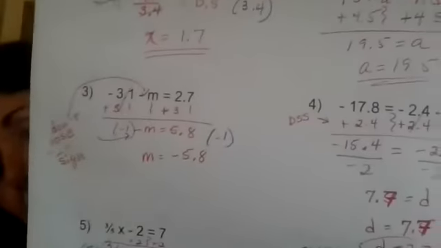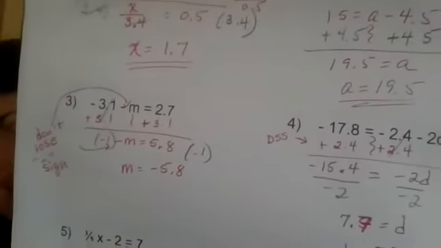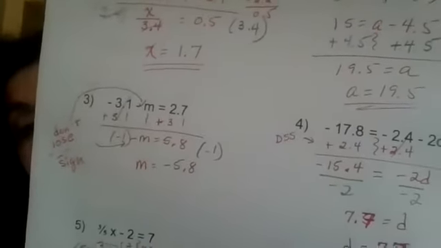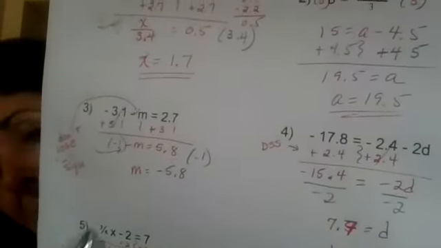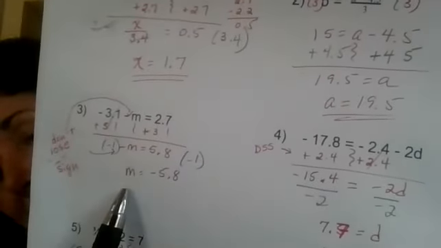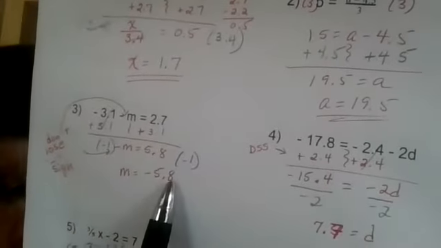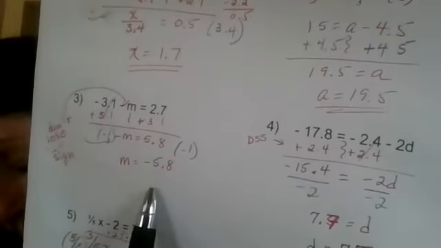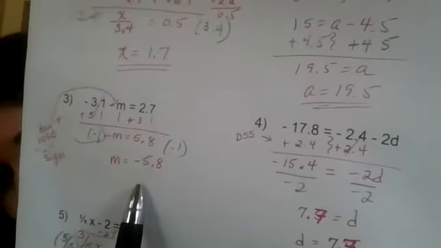We're not solving for negative m, we're solving for positive m. So what you have to do is multiply through on your equation by negative 1. You could also divide by negative 1. Some people say divide by negative 1, multiply by negative 1. It gives you the same thing. What it does is it takes your negative m, makes it positive, and your positive 5.8 makes it negative. So our final solution is m equals negative 5.8.